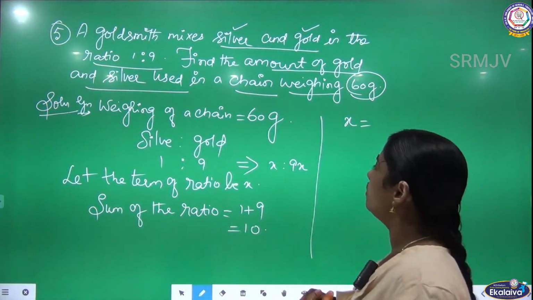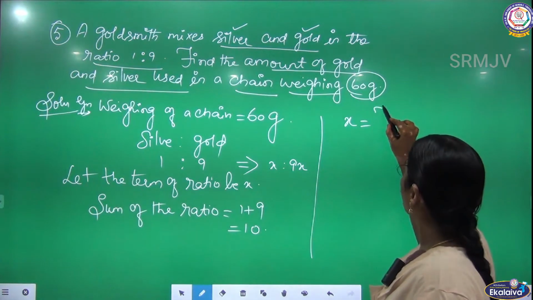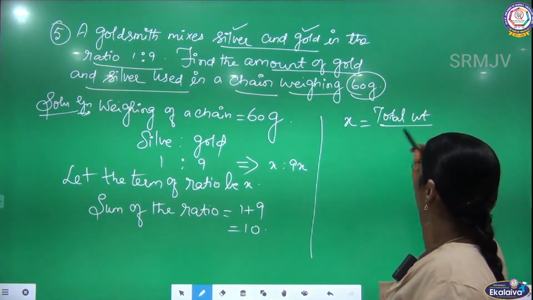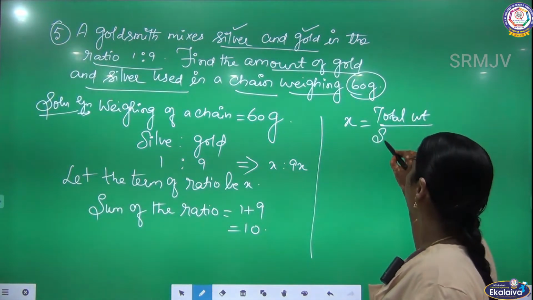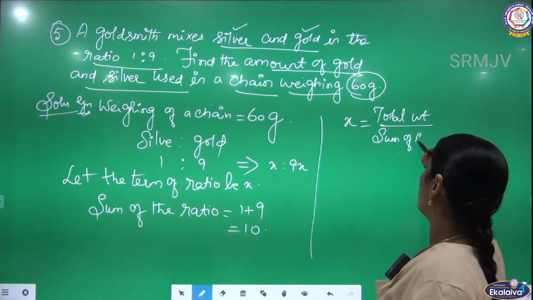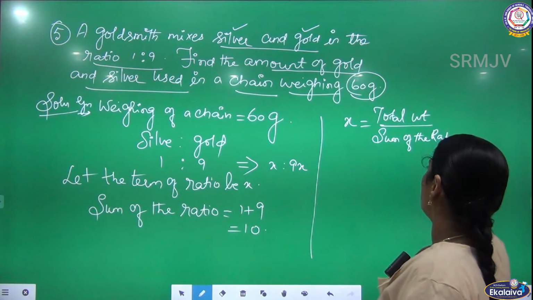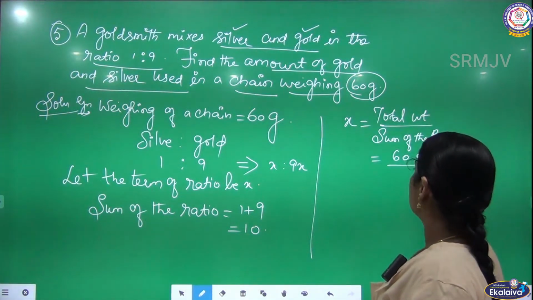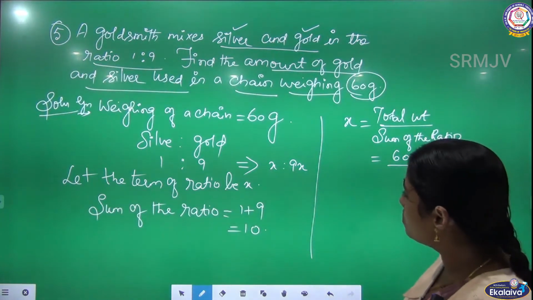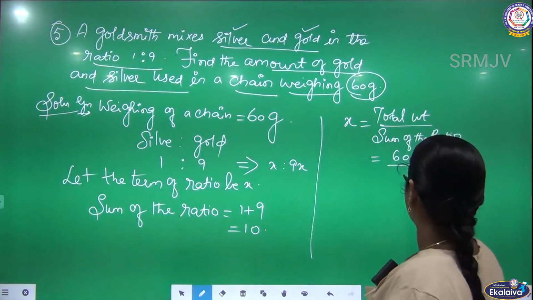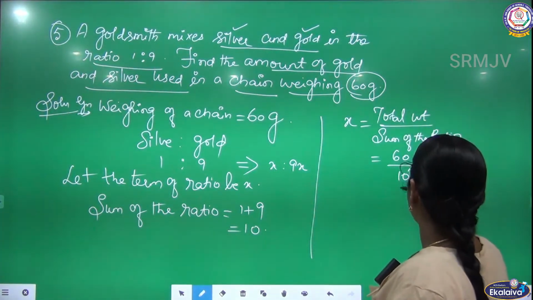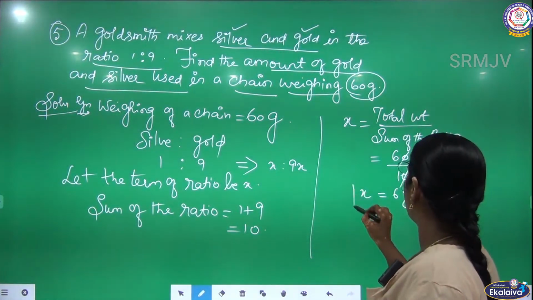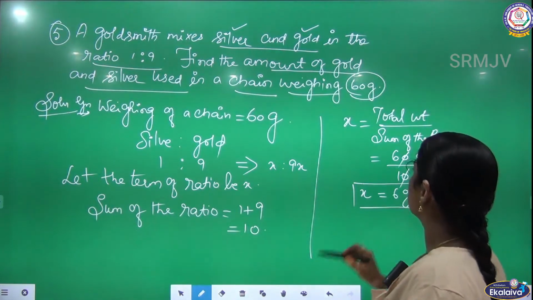So x value is what? Total weightage by sum of the ratio. Got it? See what is the total weight here? 60 grams. Sum of the ratio, which is what? 10. Okay. Now listen, cancel this, so you can get 6 gram. x is equal to 6.